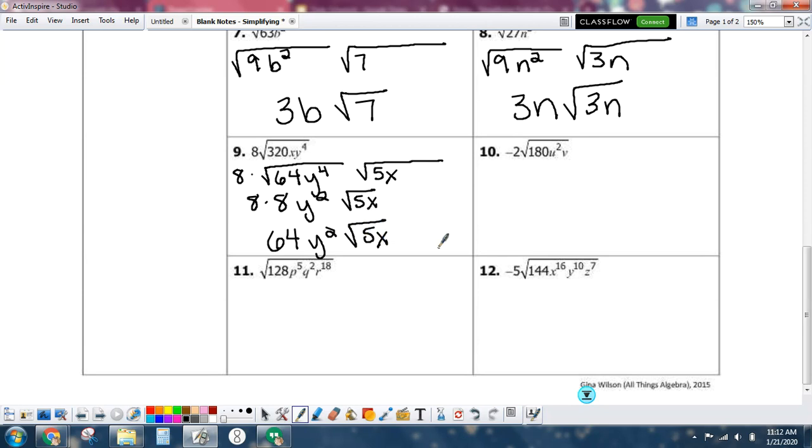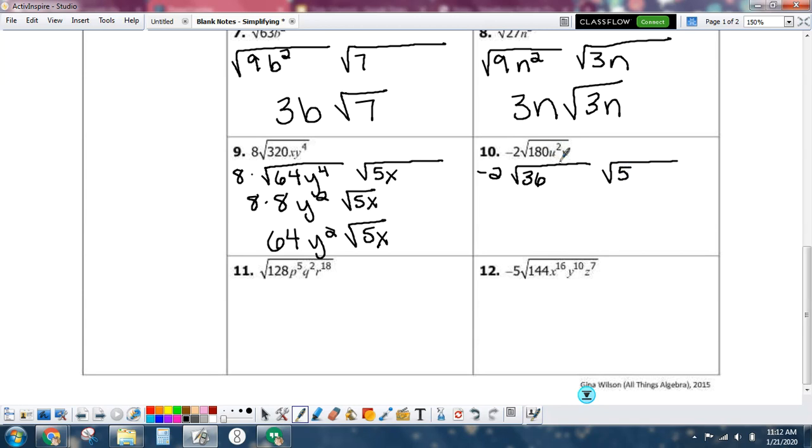All right, so same thing for 10. The negative 2 is the exact same process, it's just a negative. So I'm going to bring down my negative 2. Do my square roots. Okay, for 180, I know that the biggest perfect square that goes into that is 36. And 36 times 5 will get me 180.